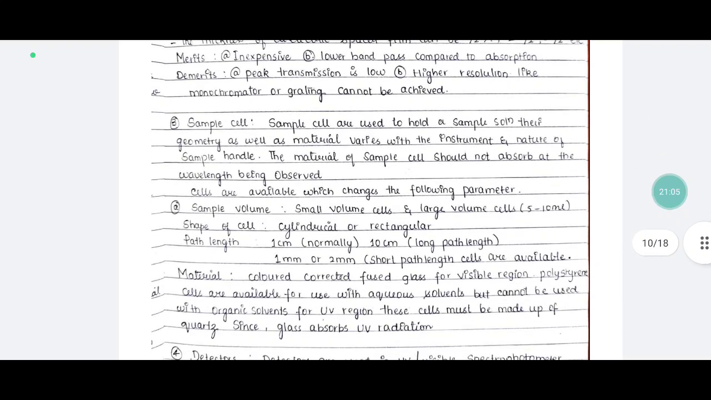Then the sample cell. In that, the sample volume is also most important for UV visible spectroscopy.